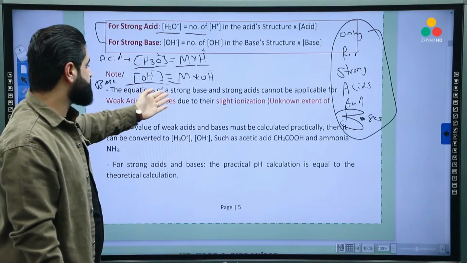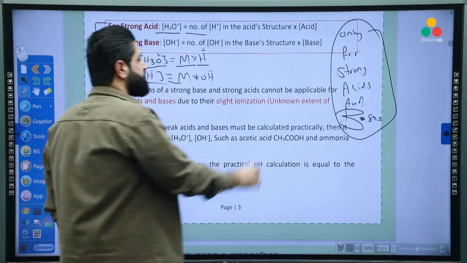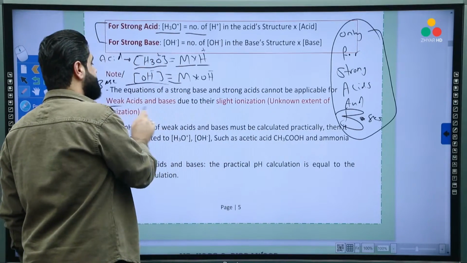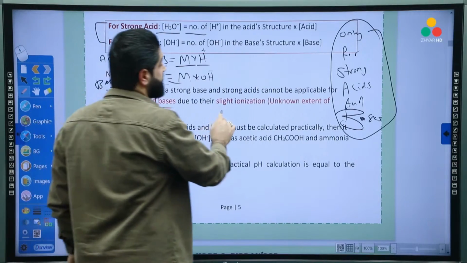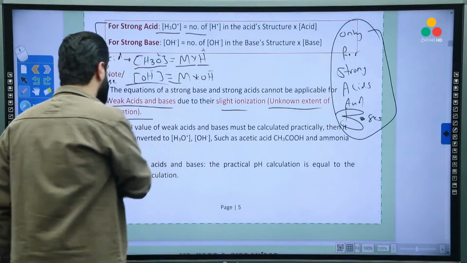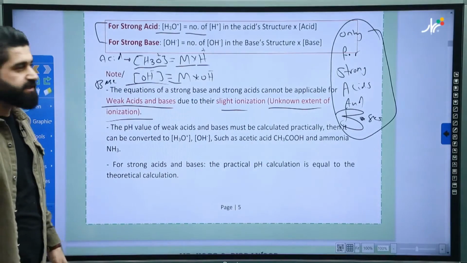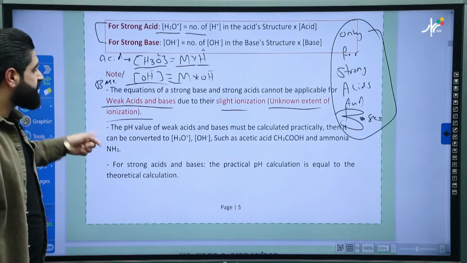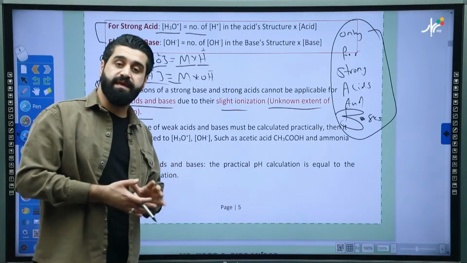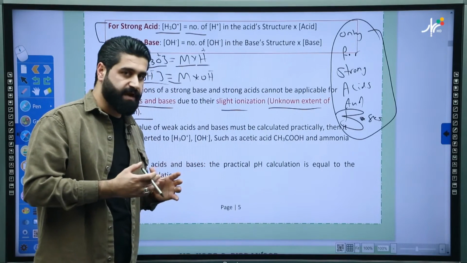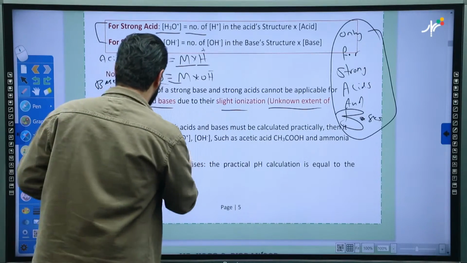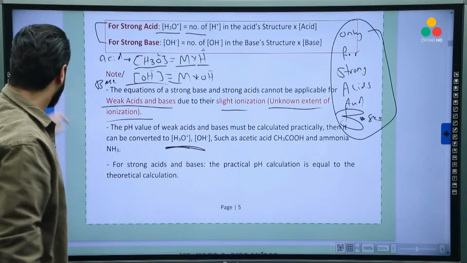The equations of strong acid and strong base cannot be applied to weak acids and weak bases due to their slight ionization and unknown extent of ionization. We don't know their degree of ionization. The pH value of weak acids and weak bases can be calculated practically based on the hydronium ion concentration.